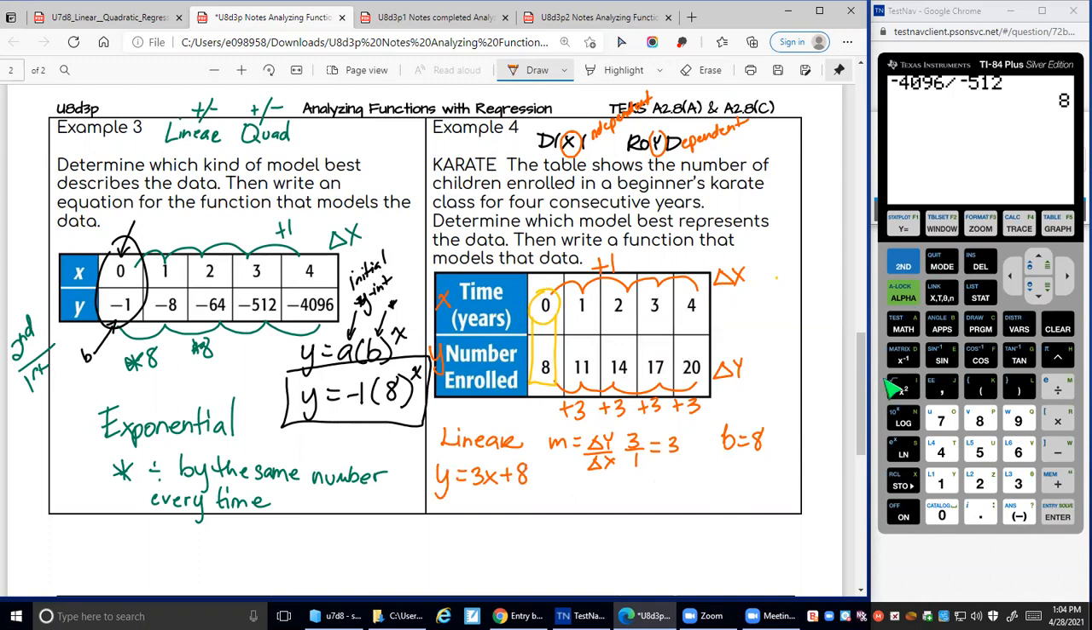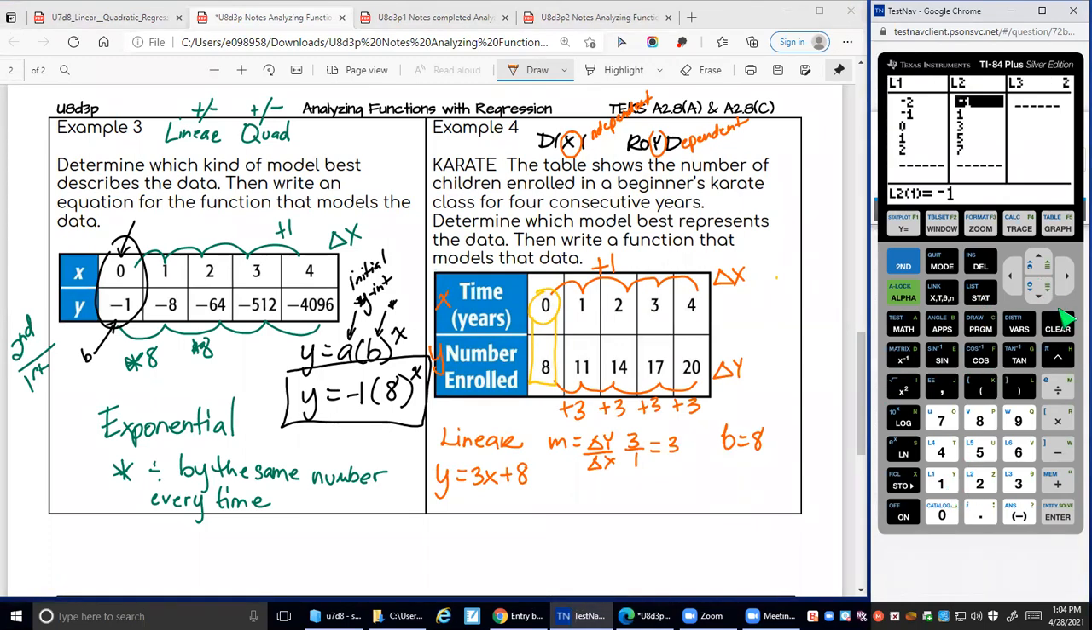Now to verify it in my calculator, I want to go ahead and go to stat, 1. I'm going to clear all this stuff out. Delete, delete, delete, delete. Okay. And let's put in 0, 1, 2, 3, 4. So 0, enter, 1, enter, 2, enter, 3, enter, 4, enter, right? Let's go to the right and put in all those numbers. 8, 11, 14, 17, 20.